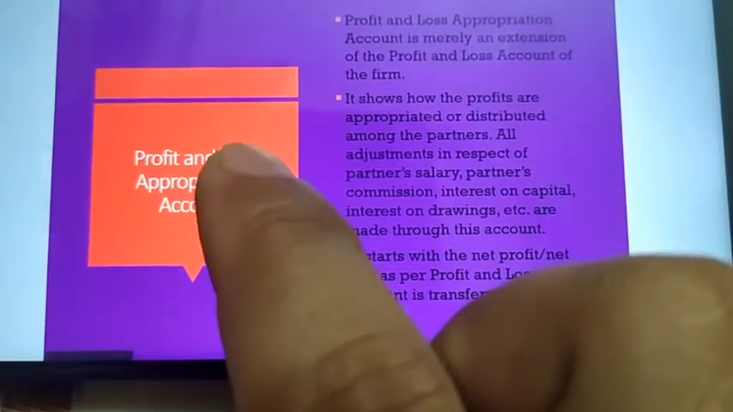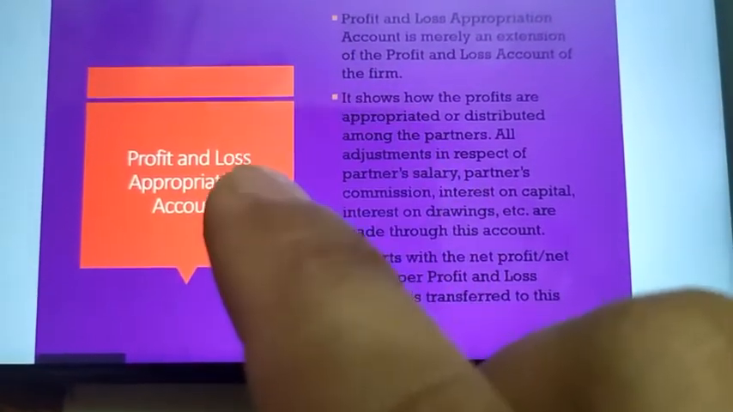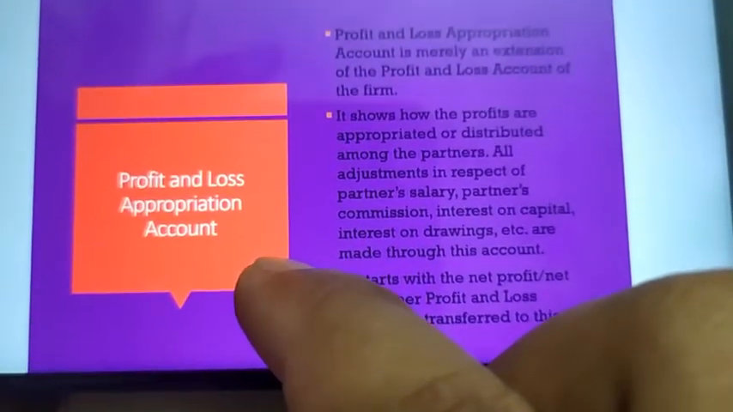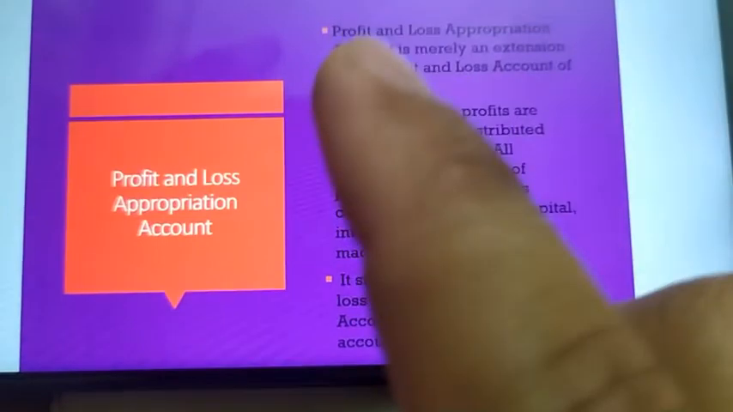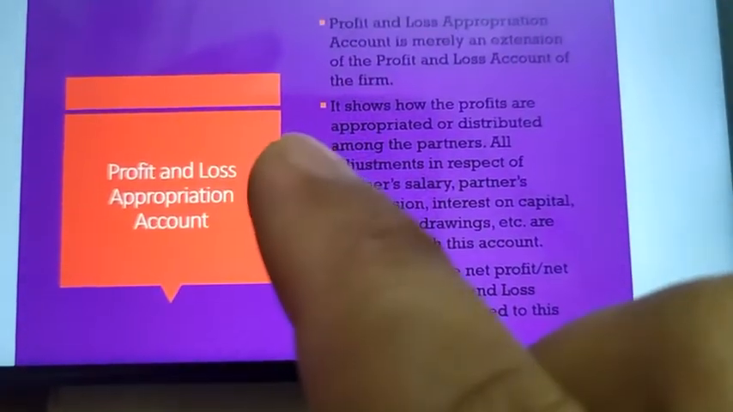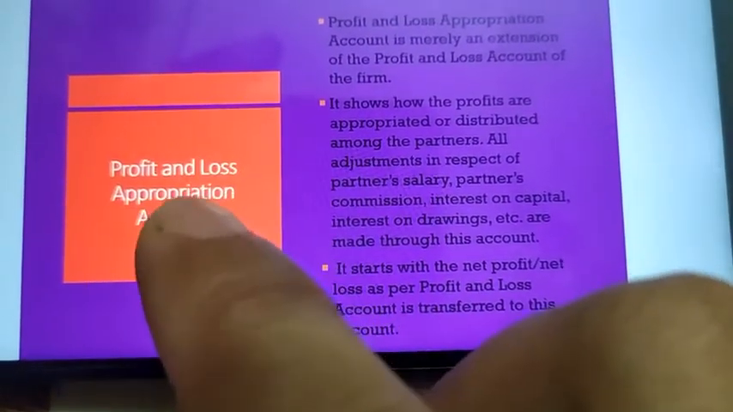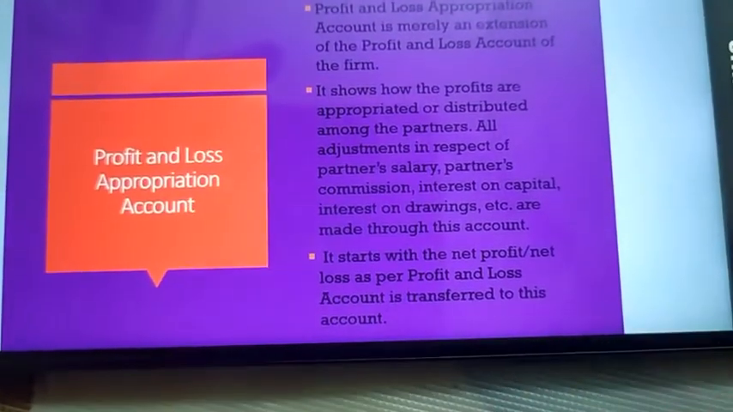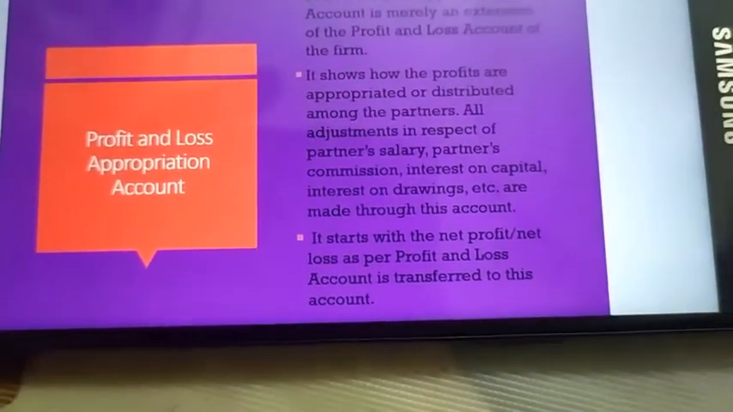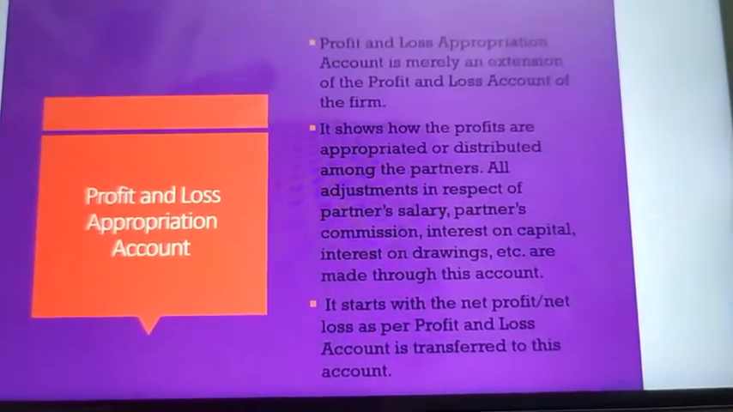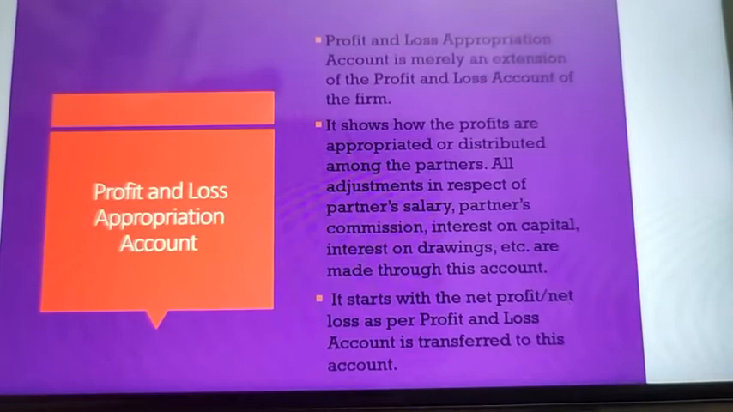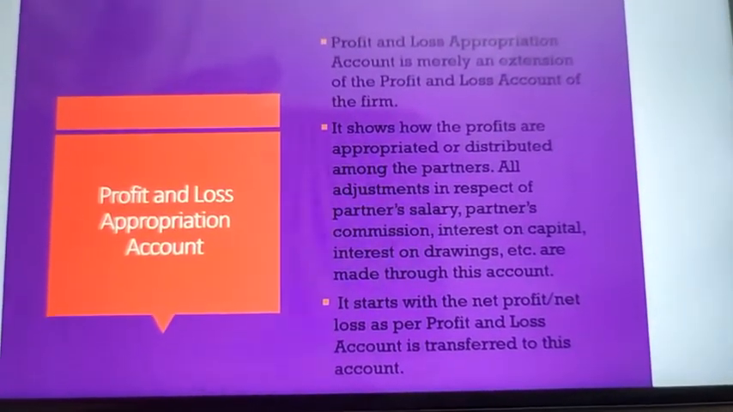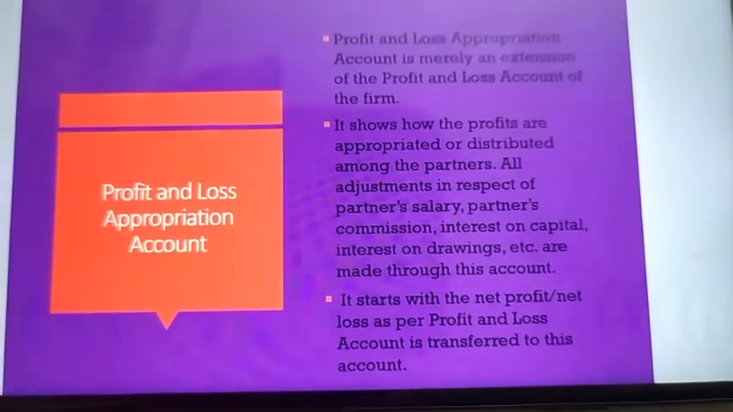Now this is the account where the profit or loss which is generated from the profit and loss account is appropriated. Appropriated means to put that profit or loss in the proper places, or to distribute that profit or loss in a proper way. Now what do I mean by proper way? It means to the partners. It has to be appropriated among the partners.